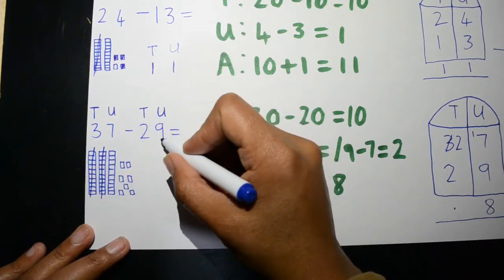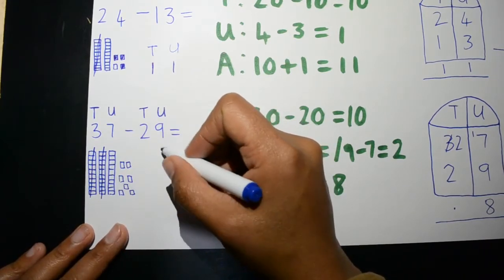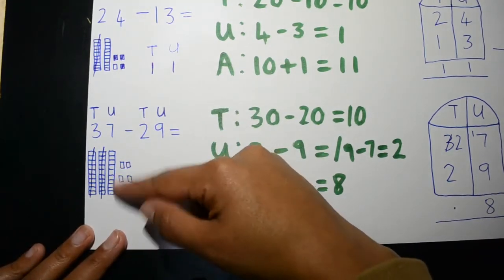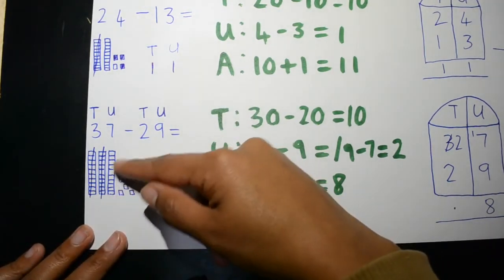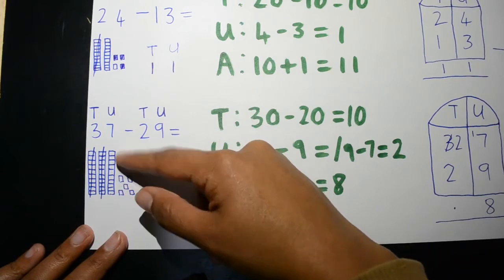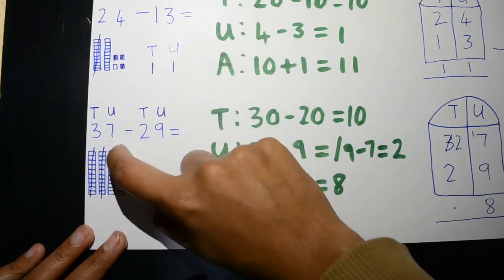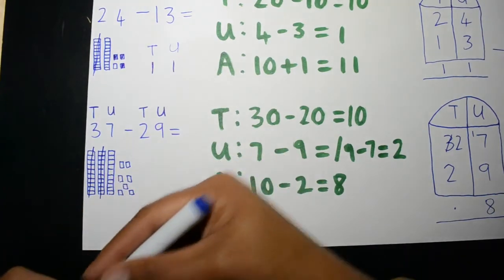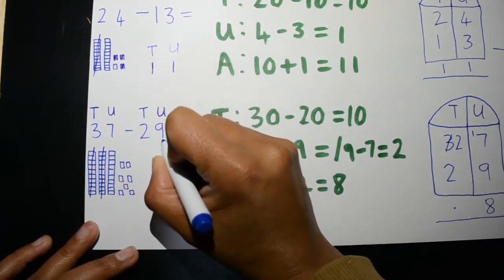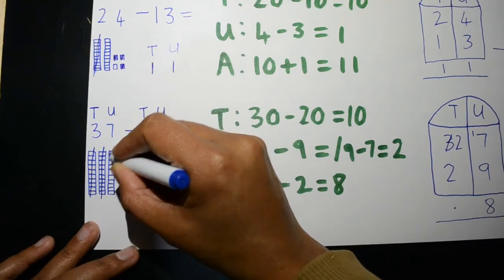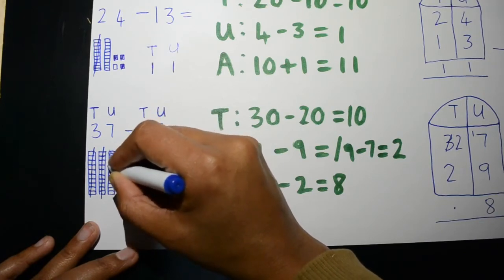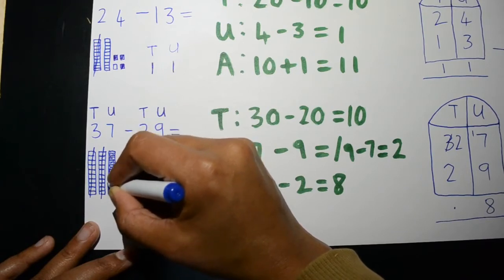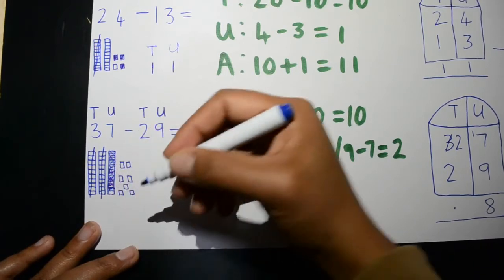Now I'm left with 9. I need to scratch out 9. But I already know there's 7 here, so I'm not going to scratch out from the units. I'm going to rather scratch out from the blocks in the tens, because it will be easier. So all I'm doing is scratching out 9 blocks. So it's 1, 2, 3, 4, 5, 6, 7, 8, 9.